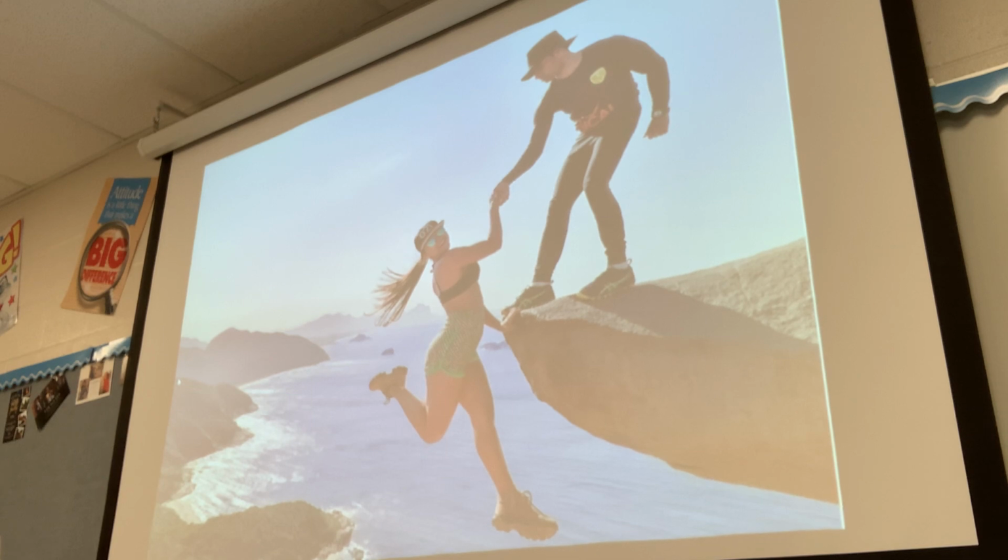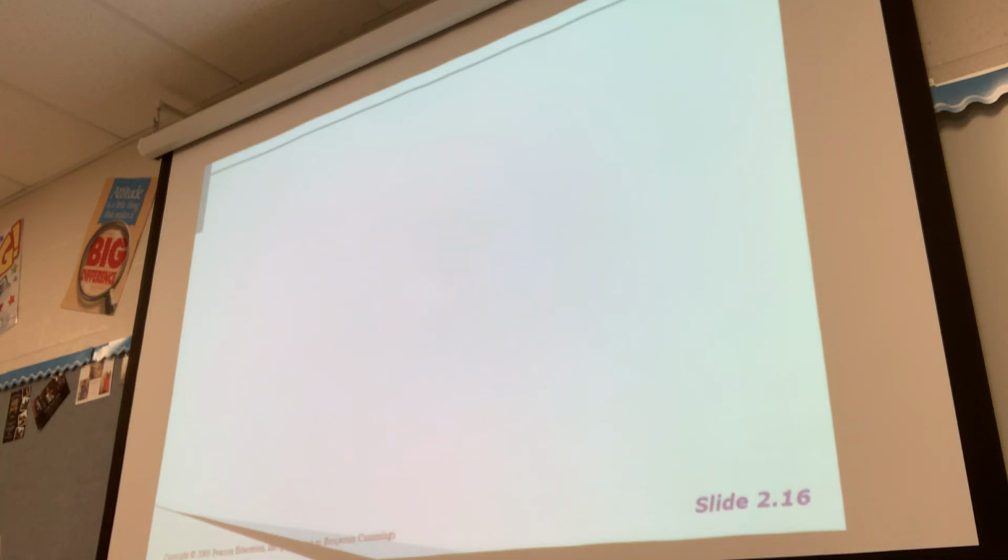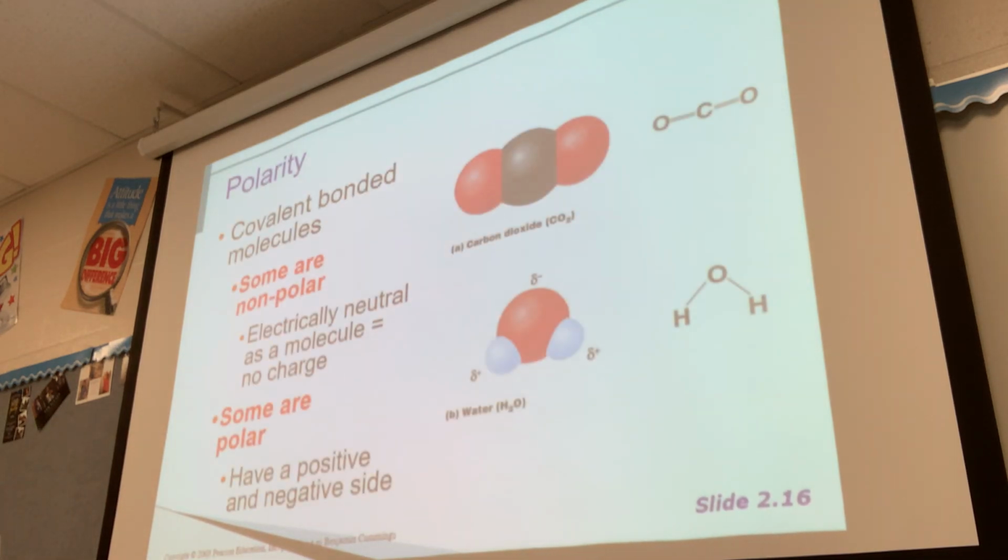Now, to be more safe, don't ever do this, first of all, but to be more safe, do you think the bond is going to be stronger if they're holding both hands or just one hand? Both hands. Be even better if they got a third person in there with more hands to help hold on to her. So the more bonds that are present, the stronger the bond is going to be, and the harder it's going to be to break that bond. Don't do this. Don't hang off a cliff. Bad idea.